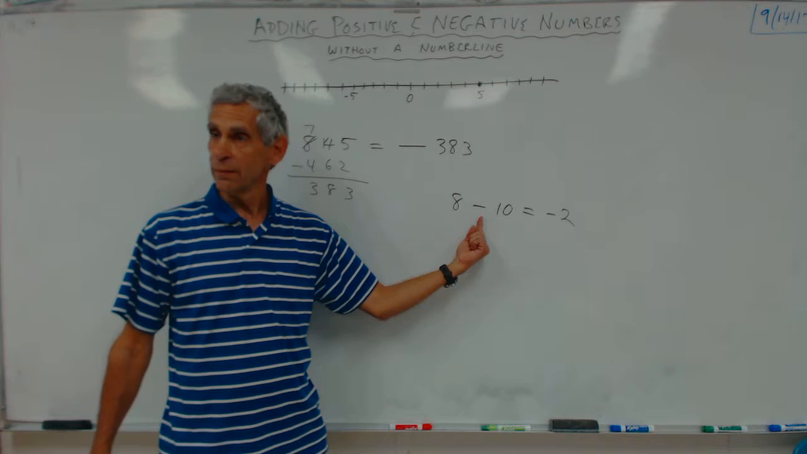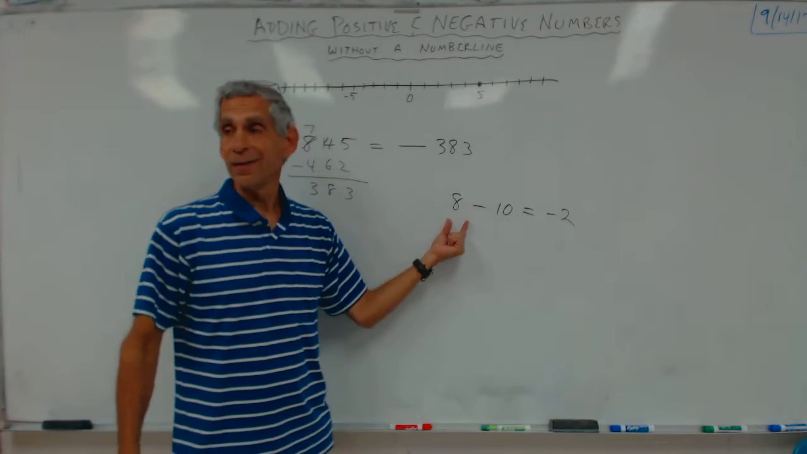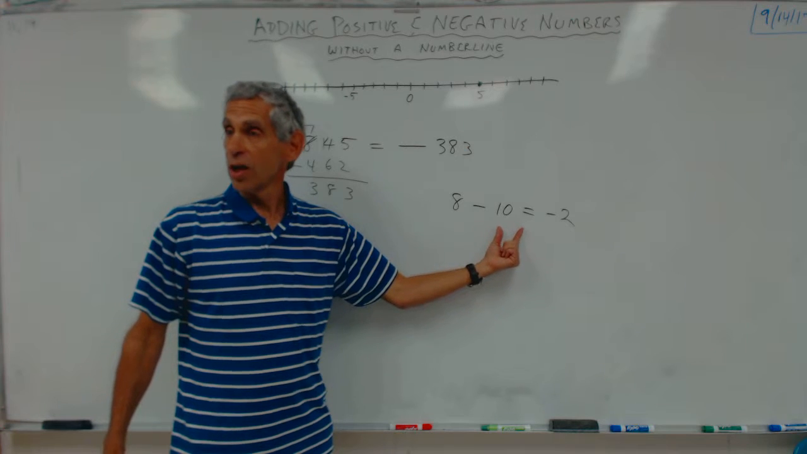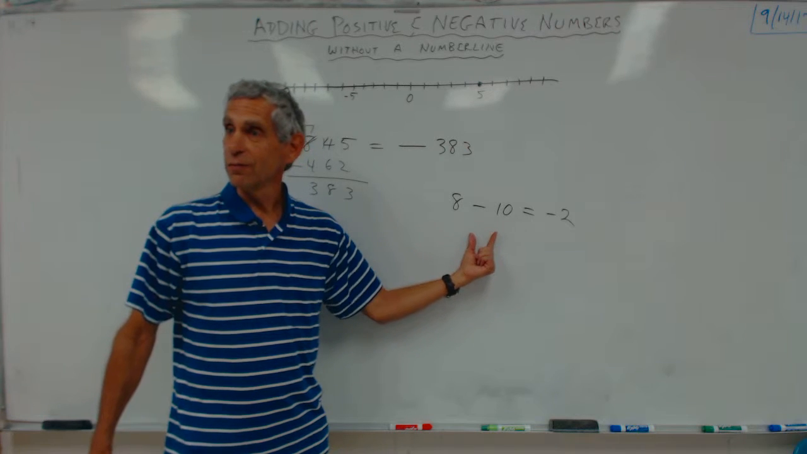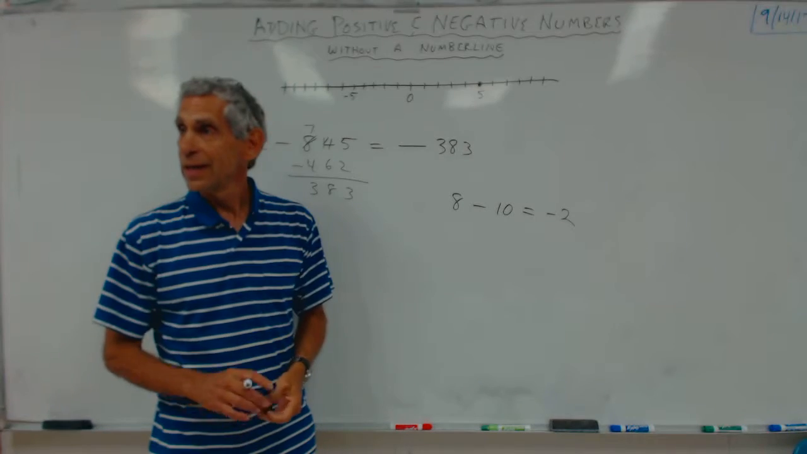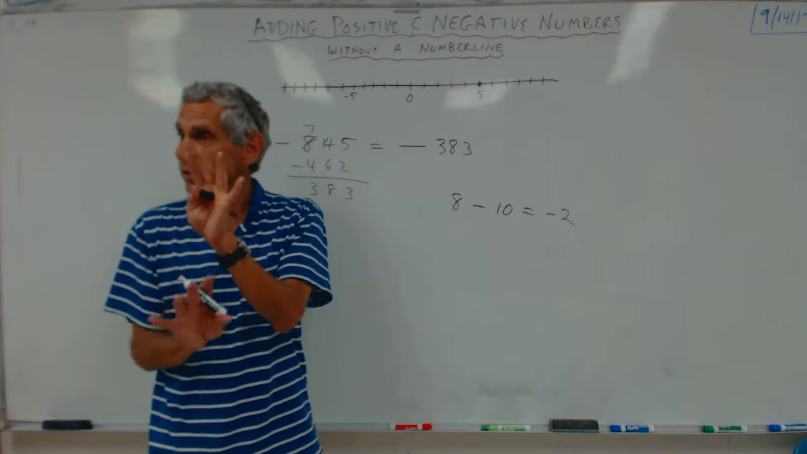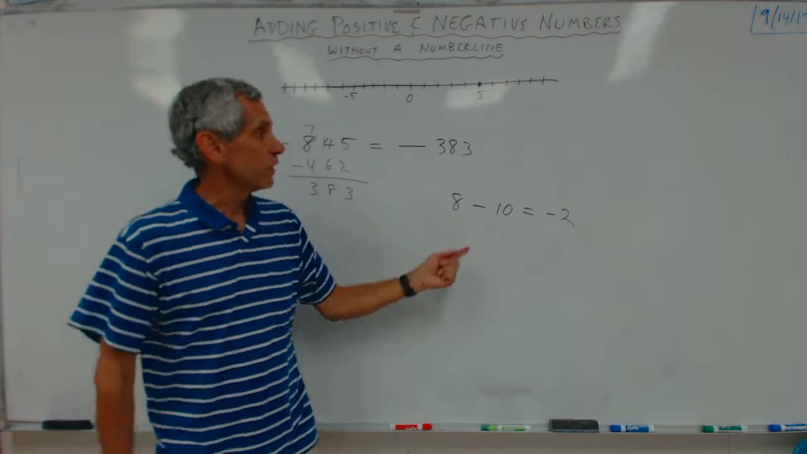You with me? Yeah. Therefore, I'm going to keep the negative, and then I subtract the largest absolute value minus the smallest absolute value. Does that make sense? Right? It doesn't matter which one you subtract from which. You're going to get the same number. It's just the sign's going to be different. So you keep the sign.